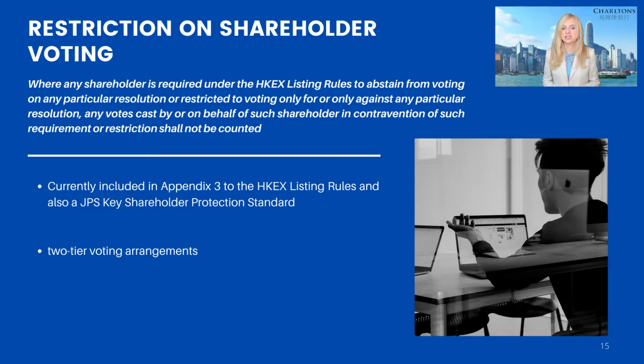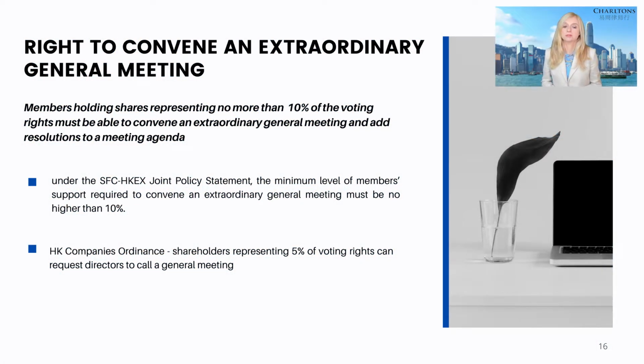If a Hong Kong Exchange-listed company can demonstrate that it can achieve this core standard through an alternative means, for example, a two-tier voting arrangement, the Hong Kong Exchange may consider it to be in compliance with the core standard. The next proposed core standard will require that members holding a minority stake in the total number of issued shares must be able to convene an extraordinary general meeting and add resolutions to a meeting agenda.